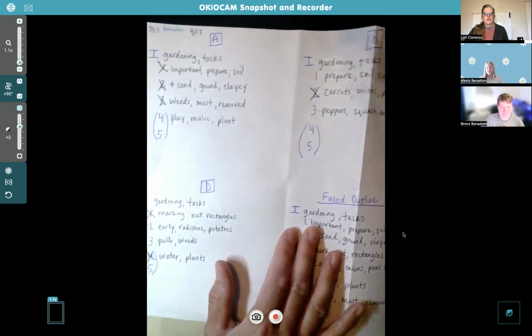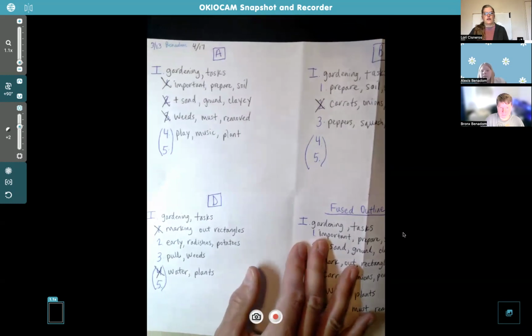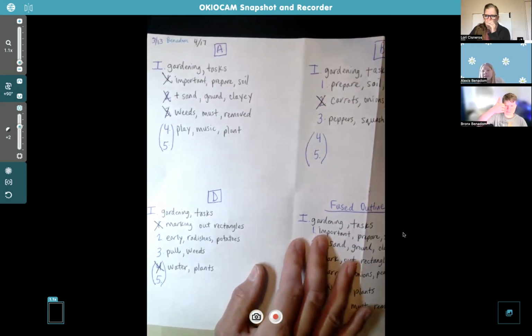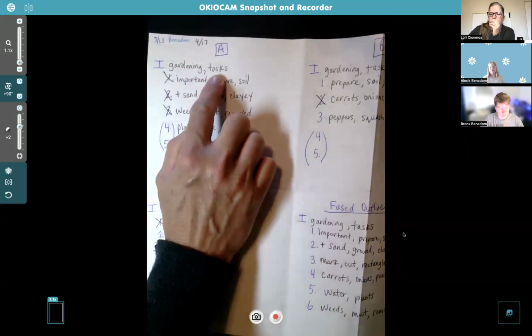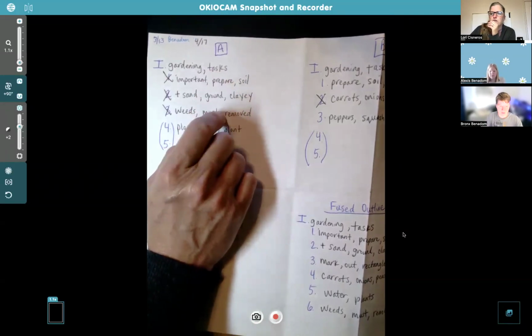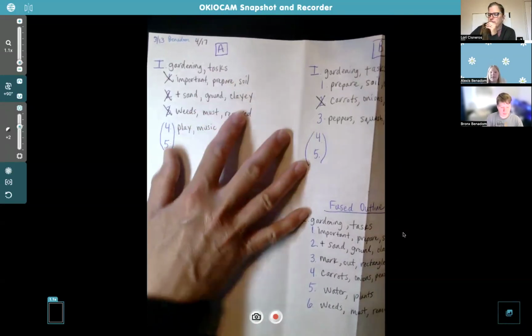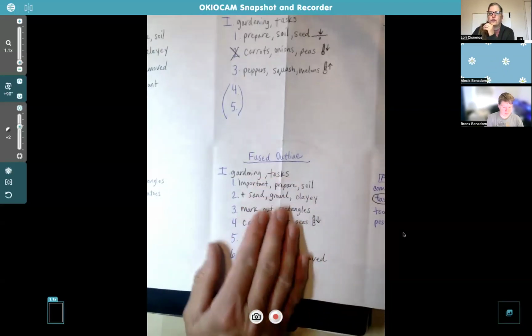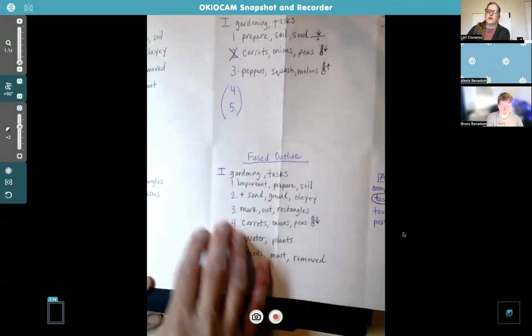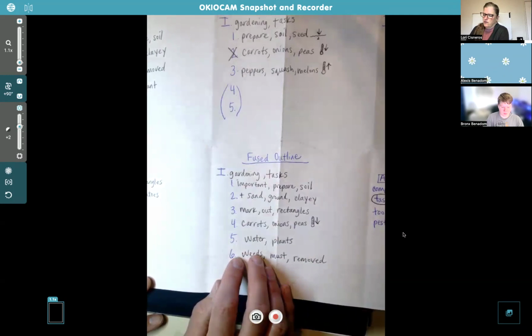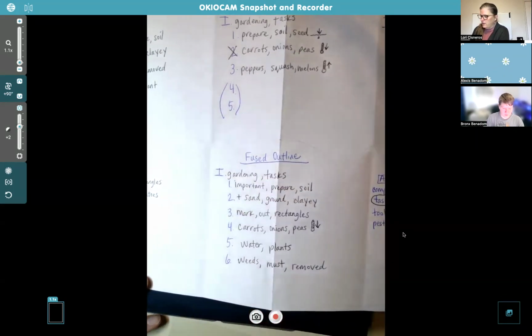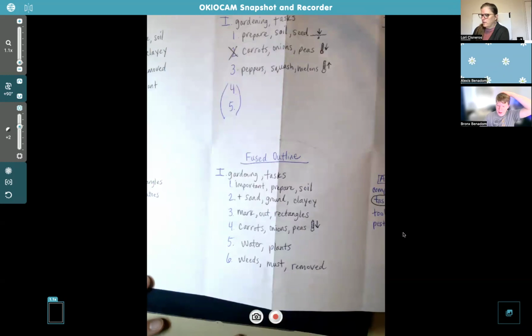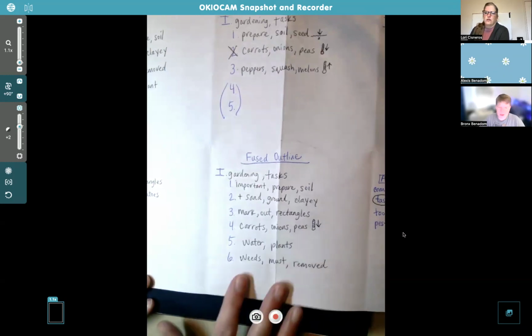It's no big deal. So do you guys have this page that we worked on last week, which is the keyword outline for gardening tasks? You guys have this? Yes. So right here, this fused outline, we worked on this in class last week. And you got it all filled in and you were going to write a paragraph. Bronx, did you get to write your paragraph yet or not yet? No, but I'll get it done today.